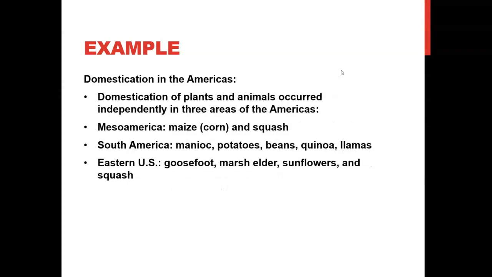All right, so I just put this in here just for fun. Domestication in the Americas. Domestication of plants and animals occurred independently in three areas of the Americas. Mesoamerica: maize, corn, and squash. South America: manioc, potatoes, beans, quinoa, and llamas. And finally, Eastern United States, which is over here: goosefoot, marsh elder, sunflowers, and squash.